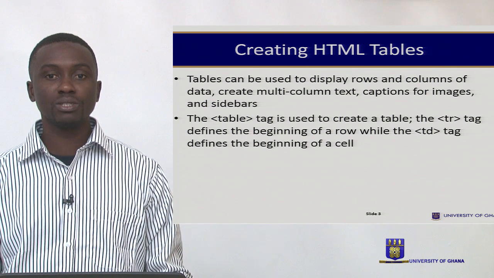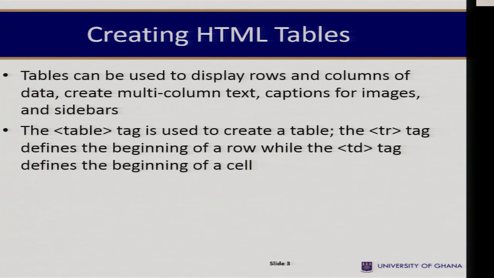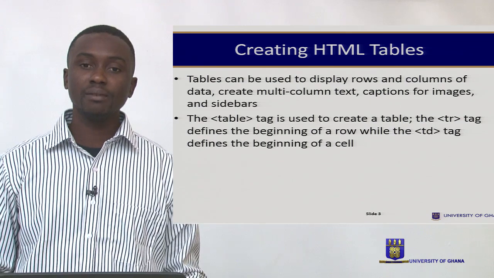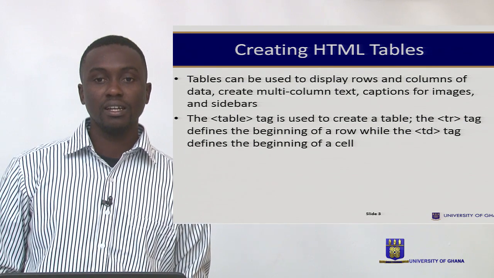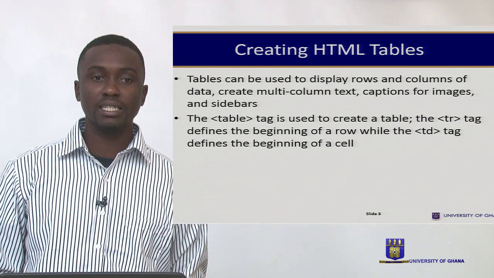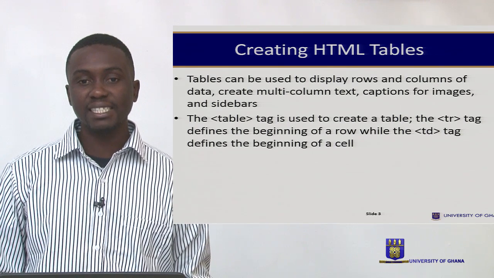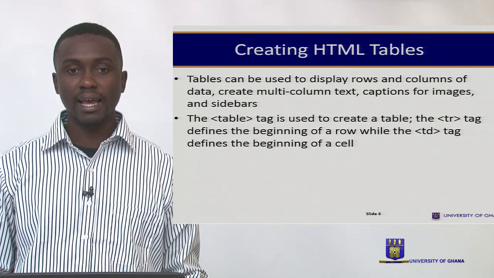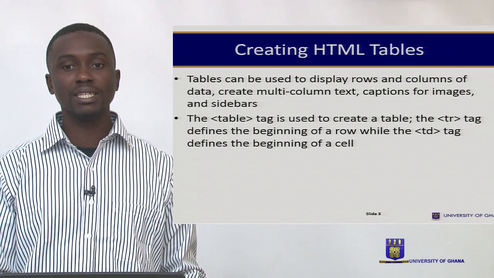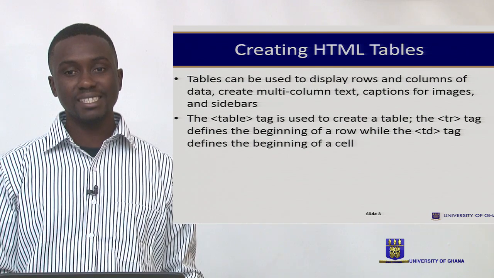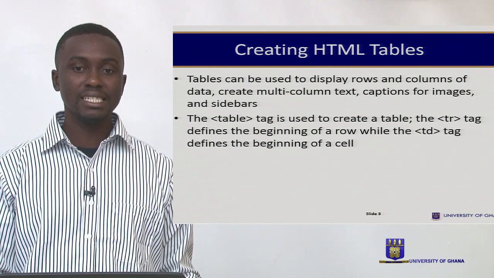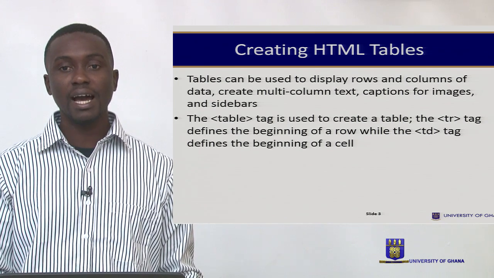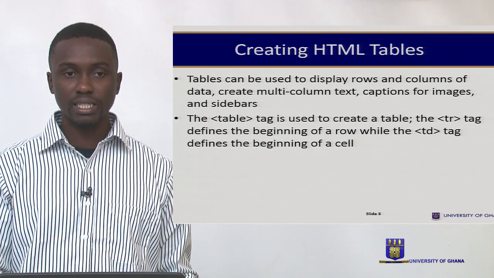Now, tables can be used to display rows and columns of data, create multi-column text, captions for images, and sidebars. We use the table tag to achieve this. As we know, tables are formatted in rows and columns, and there are tags that will help you do that, as we'll see in the subsequent slides. For a row, we use the TR tag, and for the cell, we use the TD tag. TR means table row, TD means table data.